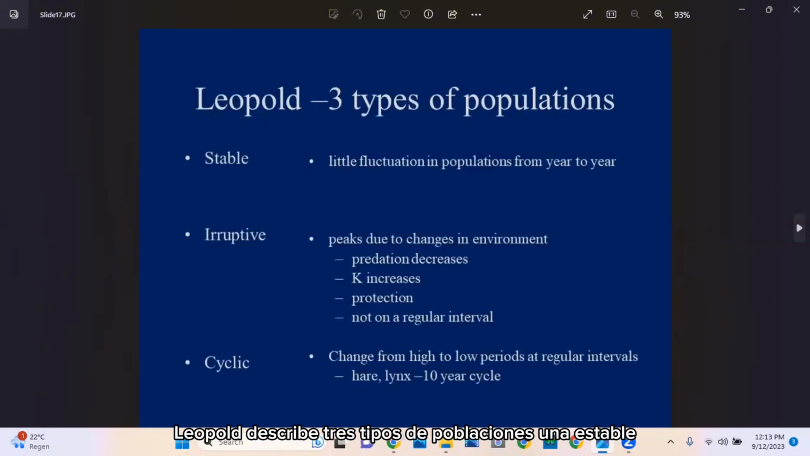Leopold describes three types of populations. A stable one, where you see little fluctuation from year to year. An eruptive one with these J-shaped curves, and that's Darwin's mouse. And then cyclic populations, which go from high to low periods at regular intervals. The prey species will go up, then after a lag period the predator species will go up, and they go up and down in different cycles depending on the species. For the lynx and the hare, it's about a 10-year cycle.